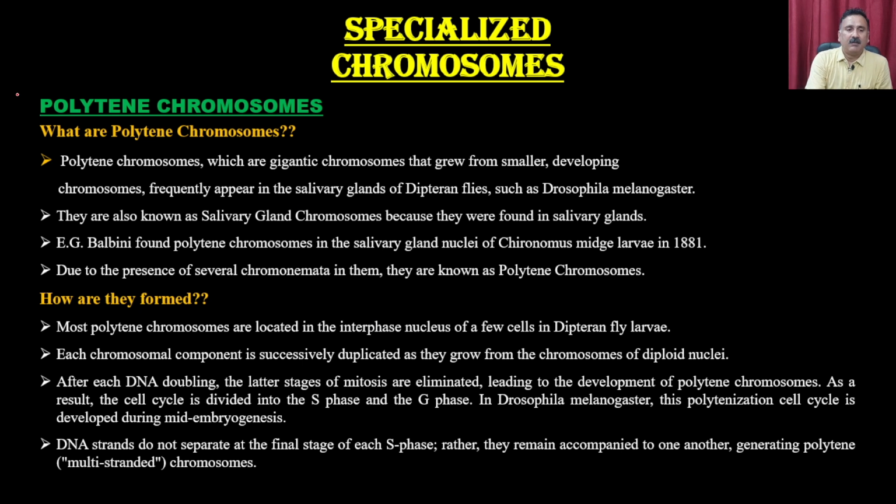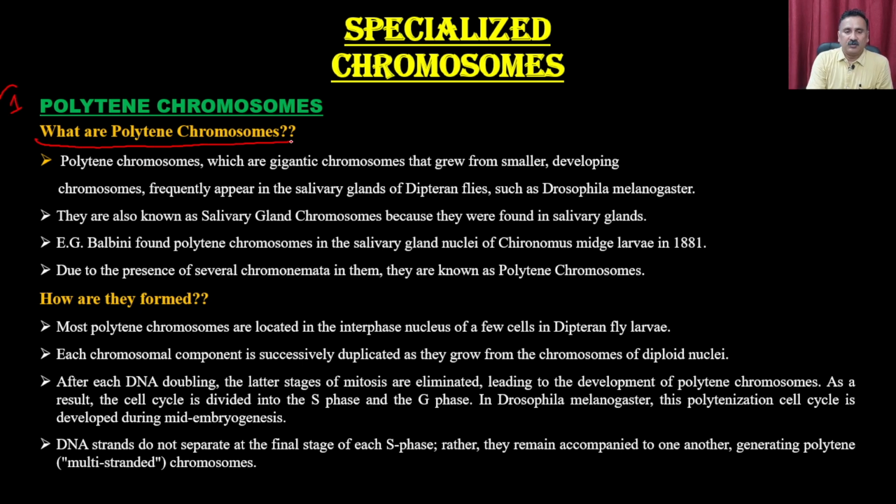But when we started investigating the different types of chromosomes, we found that some are specialized chromosomes present in some organisms. So let's discuss these specialized chromosomes, how the DNA is packed into them, and what the different properties of these specialized chromosomes are. The first is Polytene chromosomes.